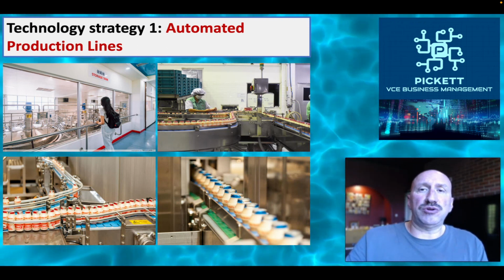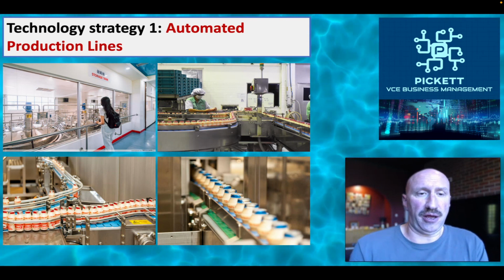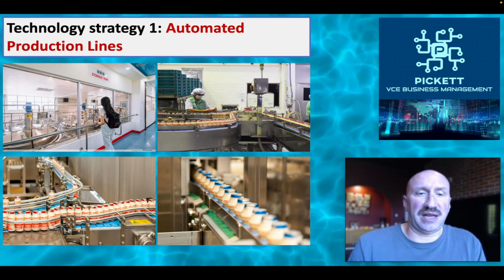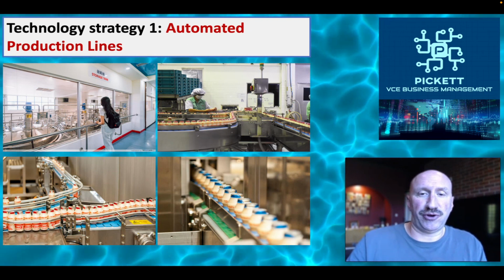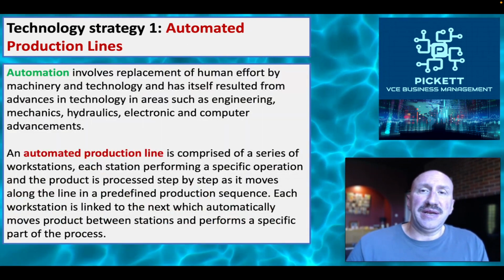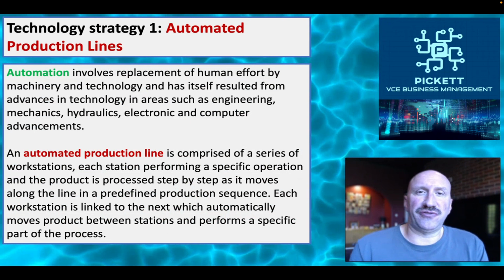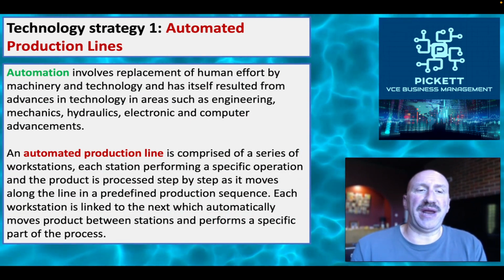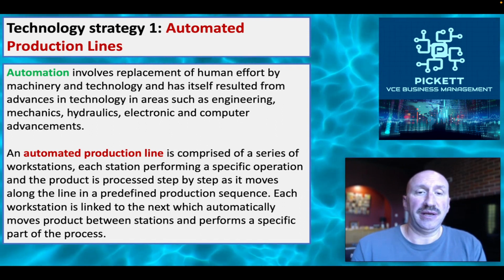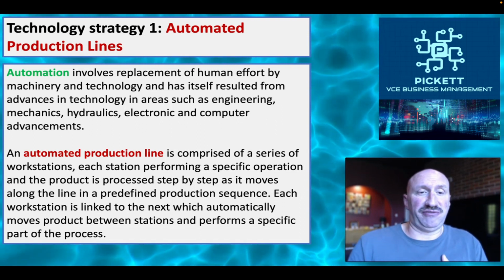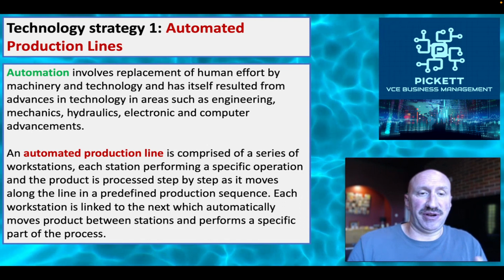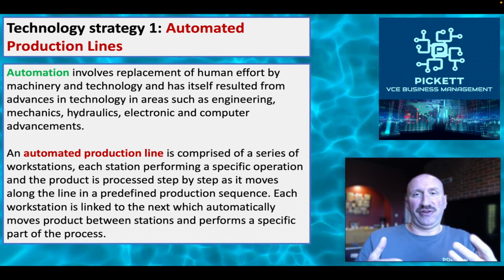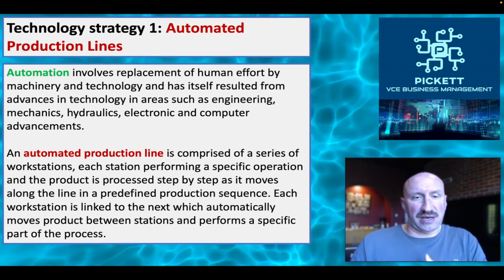Okay, so automated production lines, and I've got there the Yakult, which most of us are now familiar with. That is a classic example of an automated production line. Now, automation, a couple of definitions for you here. Separate these two things out. Automation: replacement of human effort by machines and technology. And that itself has resulted from advances in technology, such as engineering, mechanics, hydraulics, electronics, computer advancements. So automation itself has been driven by changes in technology.